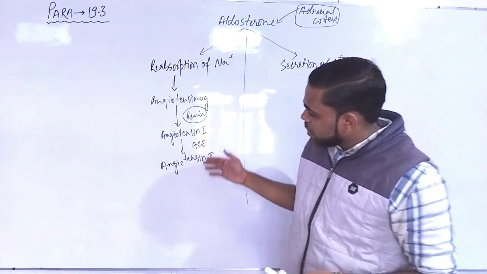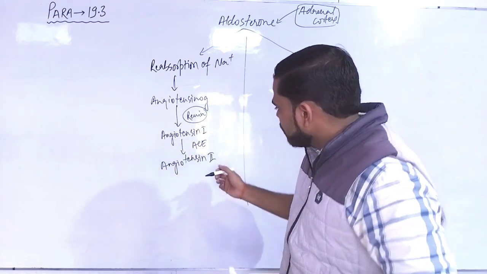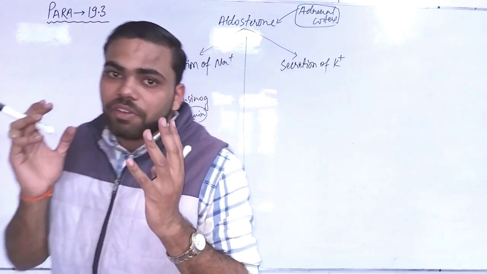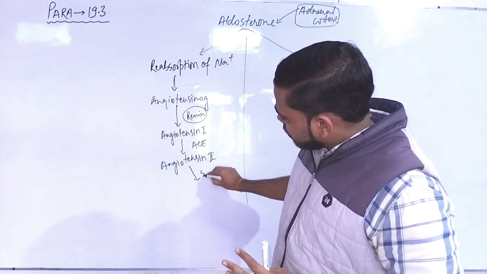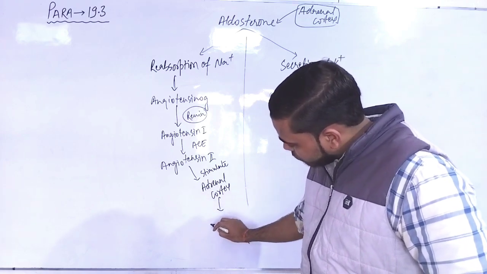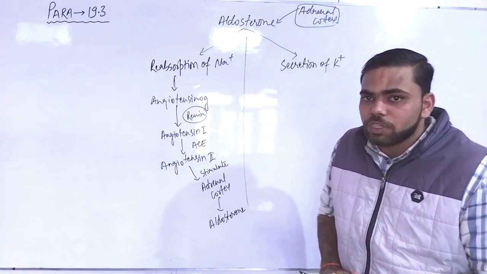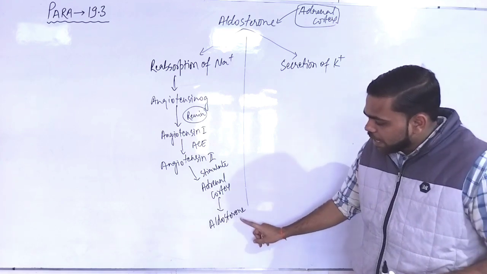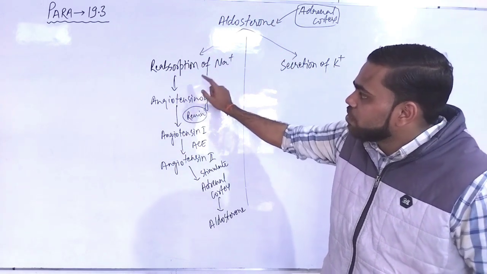Now see that after conversion into angiotensin 2 by the converting enzyme, this angiotensin 2 is a very powerful vasoconstrictor. This angiotensin 2 will stimulate the adrenal cortex, and then the adrenal cortex will release aldosterone, and this aldosterone will lead to the reabsorption of sodium inside the DCT, because this aldosterone will act on the DCT and facilitate the reabsorption of sodium. So this is how aldosterone plays its role inside the DCT for the conditional reabsorption of sodium.